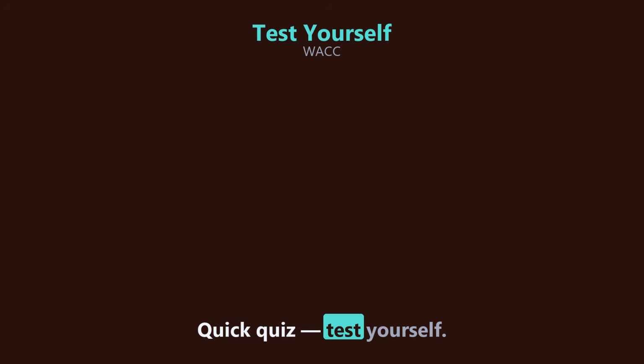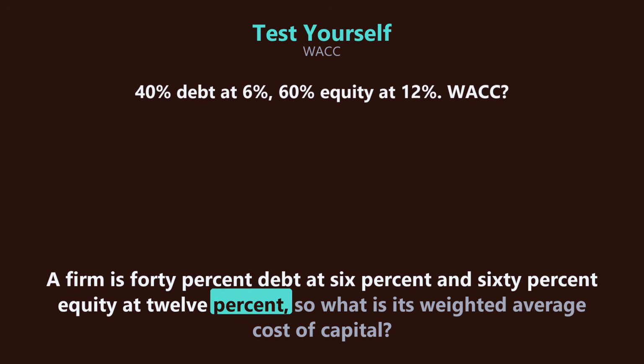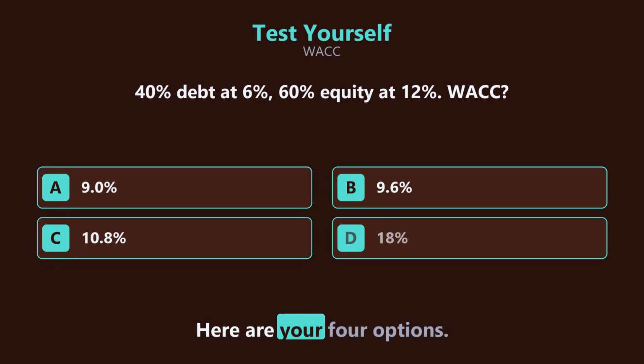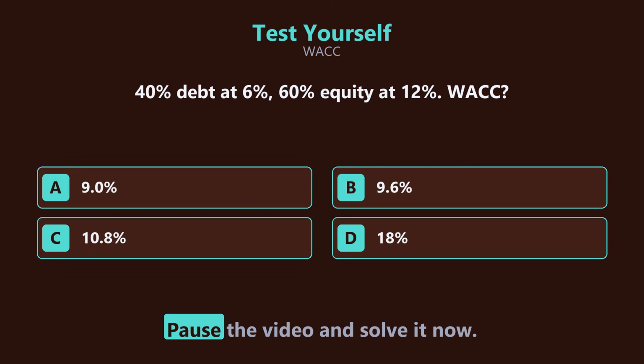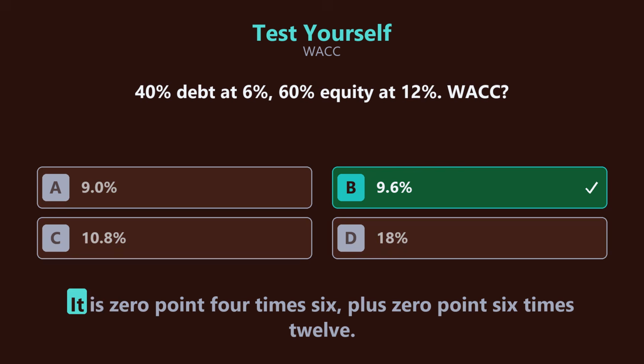Quick quiz, test yourself. A firm is 40% debt at 6% and 60% equity at 12%, so what is its weighted average cost of capital? Here are your 4 options. Pause the video and solve it now. The correct answer is B, 9.6%. It is 0.4 times 6, plus 0.6 times 12.